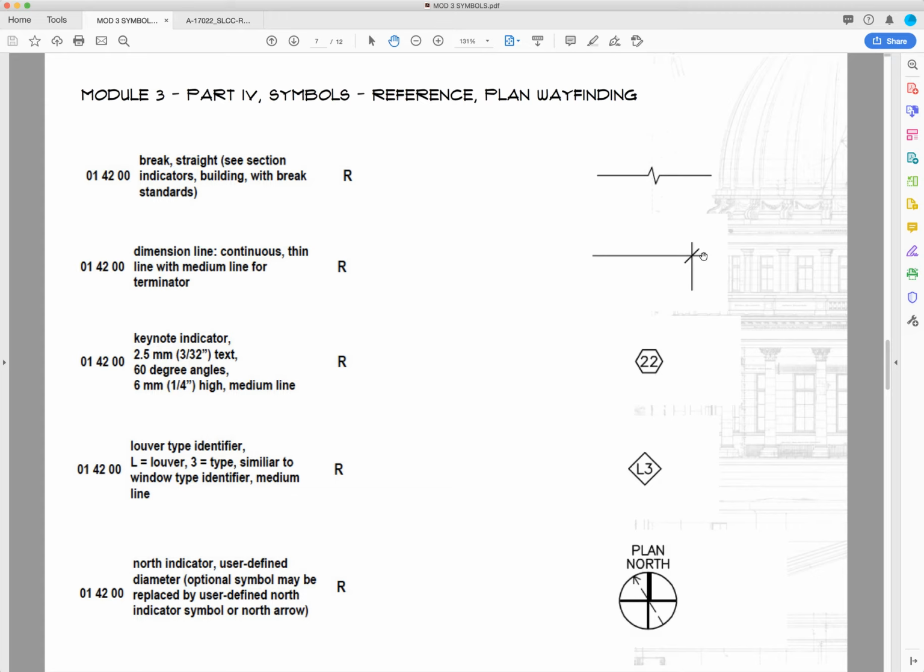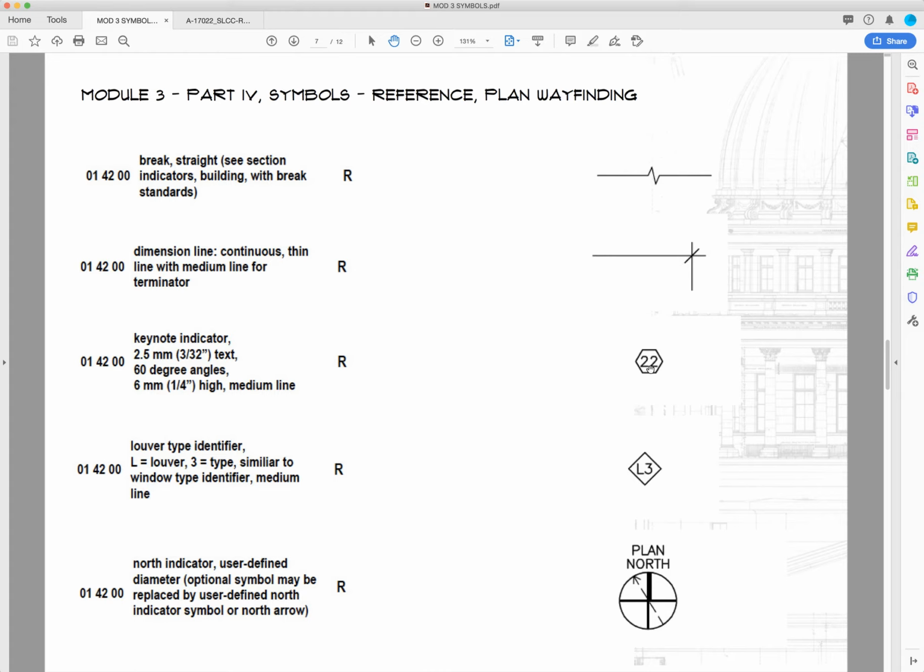This is a dimension line. So we've got our dimension string, right? This line right here is typically the line where we would write the dimension on top, and then this guy right here points to where we're starting and stopping. So this is a dimension line.